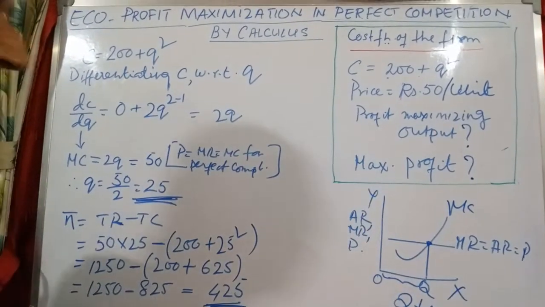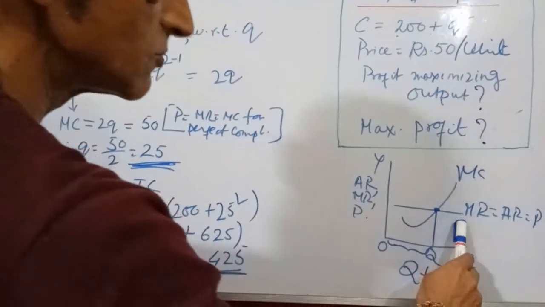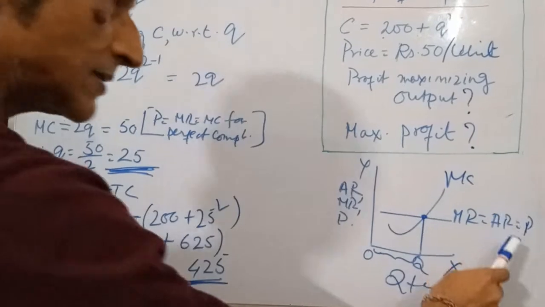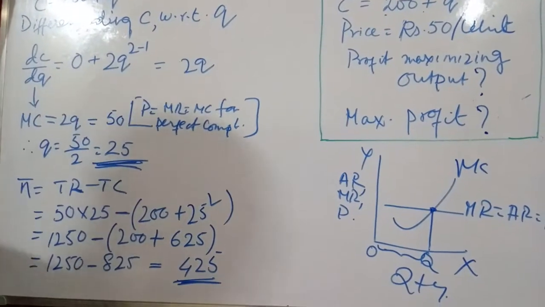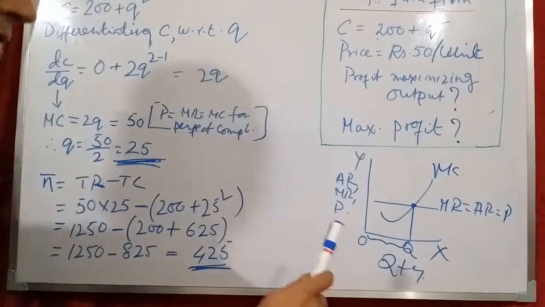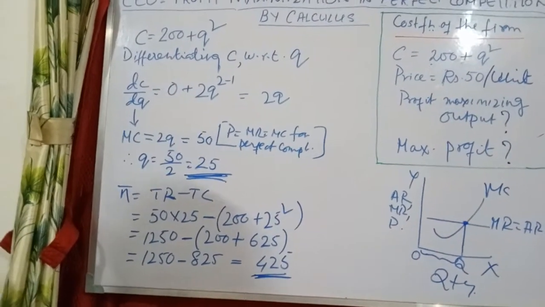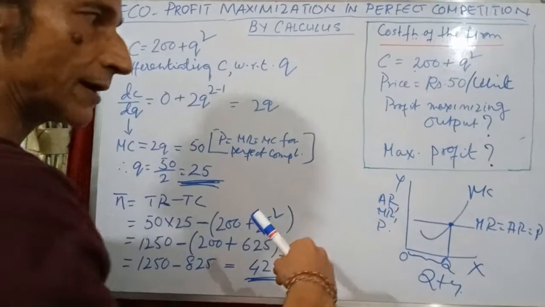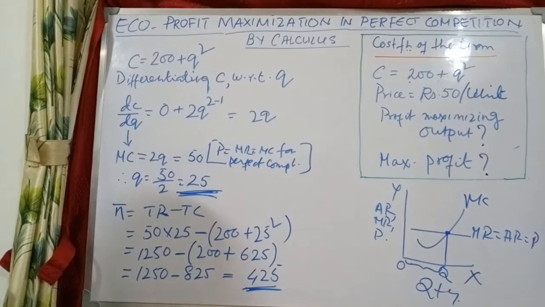So what we have learned in a perfectly competitive firm: this is the marginal revenue curve, which is the average revenue curve, and which is the price, and which is also the demand curve for the firm. He cannot change price, he cannot influence price. Price is determined in the industry by the intersection of demand curve and supply curve. And the individual firm in a perfectly competitive market is simply the price taker.